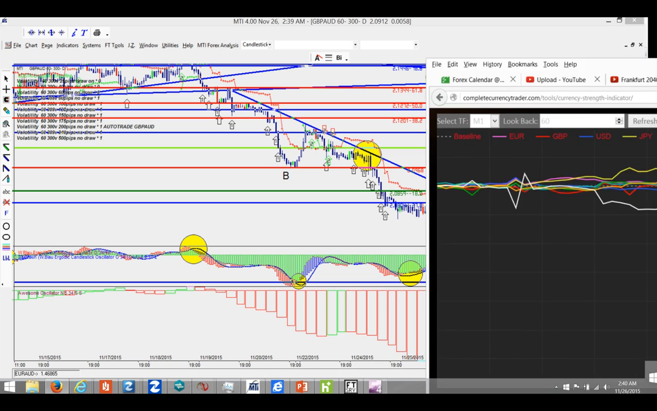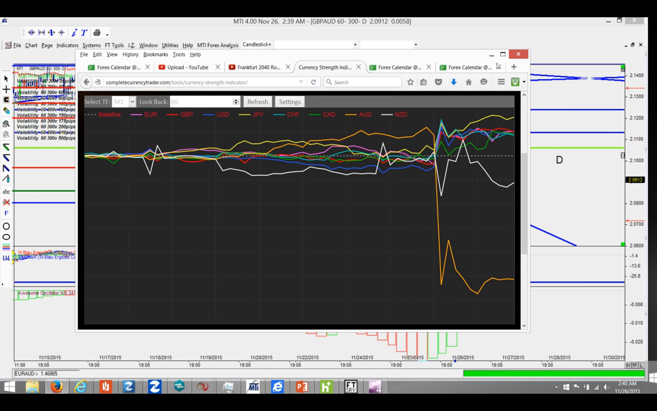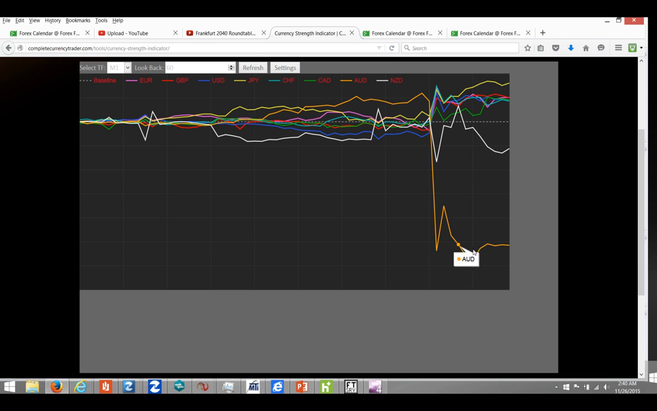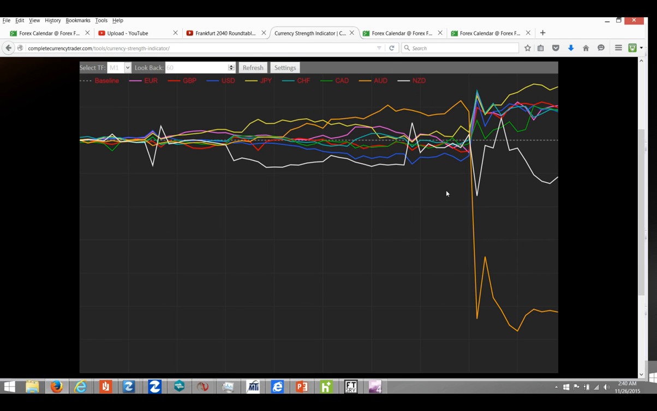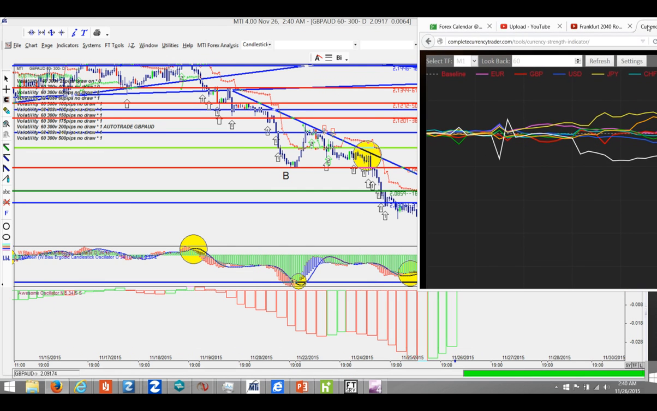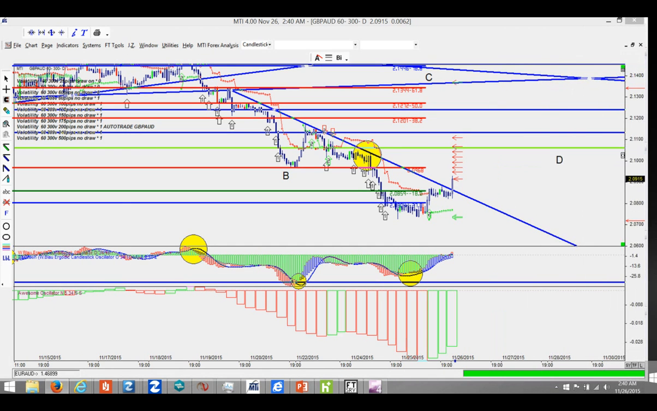Let's bring it in. Here's the currency strength indicator, the Aussie is in orange here, and you could see there's the zero line, baseline, and it just dropped big time. So we'll see how this trade works out, but right now we're already in the profit big time with the risk reward ratio of a 3-to-1 trade. So let's see if we can turn it into a lot more than that.